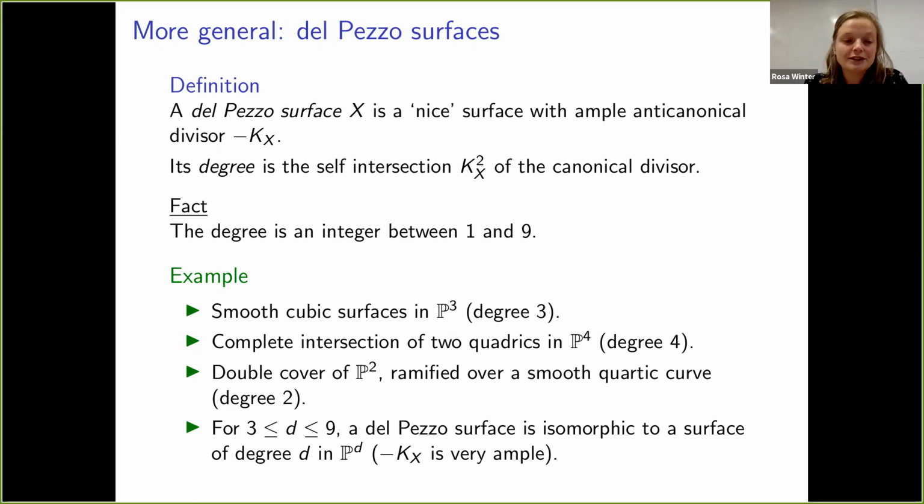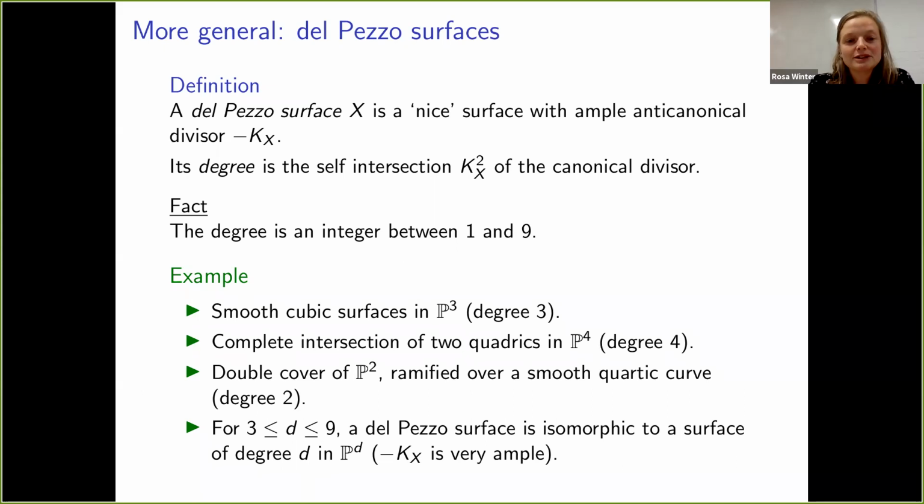And in general, for degrees 3 to 9, a del Pezzo surface is isomorphic to a surface of degree D in PD. This is how they were originally defined by del Pezzo. In that case, the anticanonical divisor is very ample, so this just gives you the embedding right away, which also makes sense that we call the degree the self-intersection of this canonical divisor. And the del Pezzos of degree 1 and 2 are kind of generalizations of this classic idea of surfaces of degree D in PD.